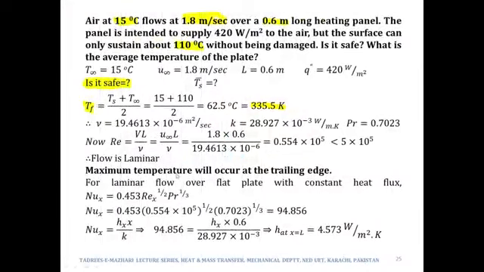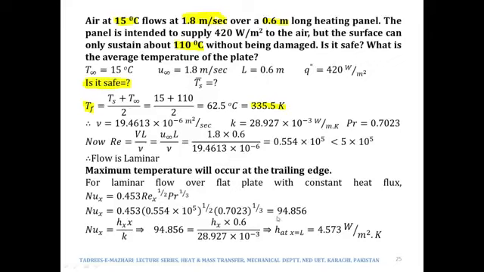Now again, since we need to find out the temperature at a particular location, we would be finding out hx, h at a particular location, for which we would be using an expression of Nusselt number which would be local and not average. Now for laminar flow over the entire plate with constant heat flux condition, not isothermal condition, this was the expression of local Nusselt number. If you refer back to those slides, 0.453 Reynolds half Prandtl 1/3.